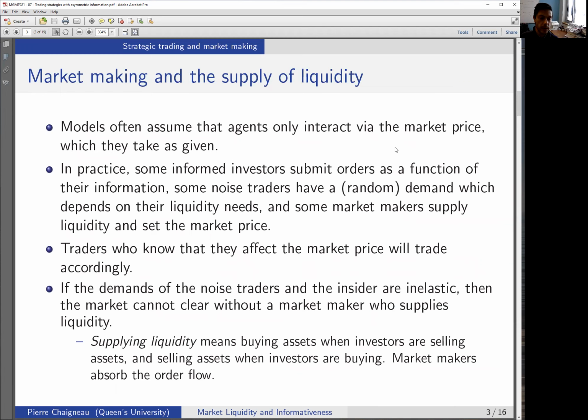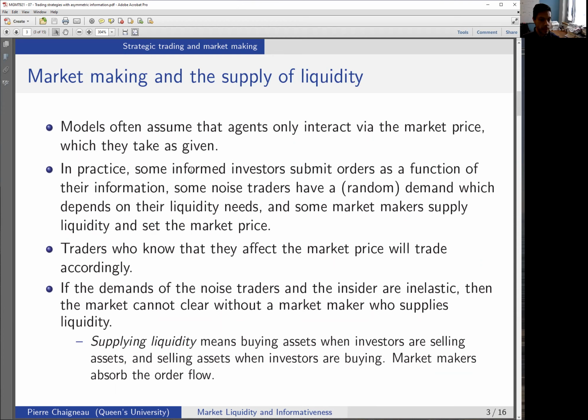Okay, also we're going to understand how market prices emerge. So last week when we studied the Grossman-Stiglitz model, for example, we took the market price as given. Okay, so agents were not being strategic, and the market price was just established to clear markets. Now we're going to understand a bit better how market prices are formed.